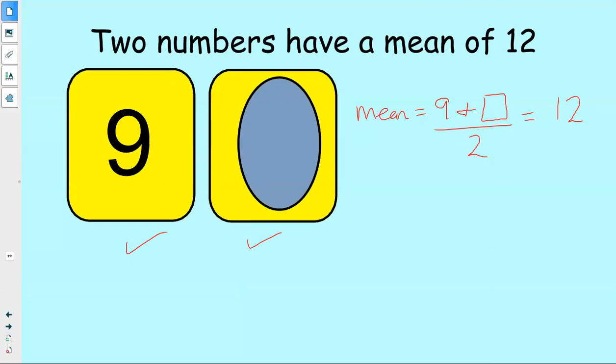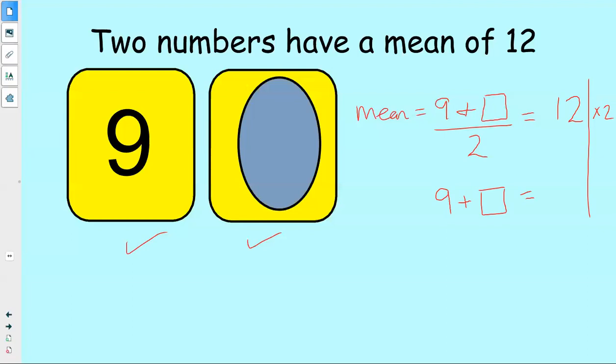So let's put a wee working line. And we'll times both sides by 2. So again, on the left hand side, if I times it by 2 and there's already a divide by 2 there, I'm just left with the top part, the numerator. So I'm left with 9 plus something equals, and I also have to times that 12 by 2.